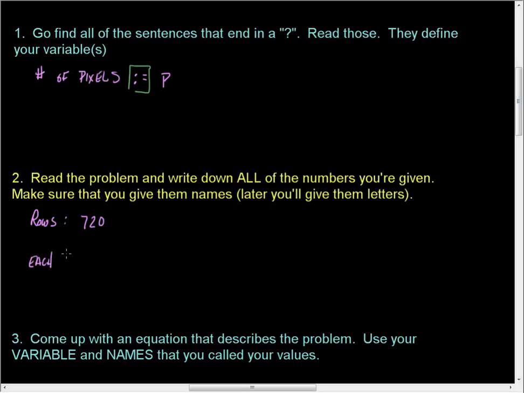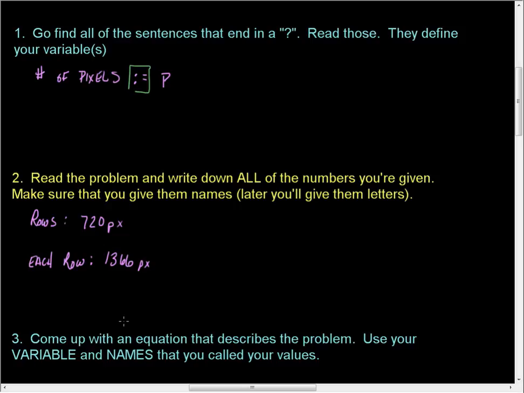Okay, so each row has 1366 pixels. Now the abbreviation for pixels is px. It's a very common abbreviation. All right, so now I've got all my numbers, and I've got names. I have rows and each row.